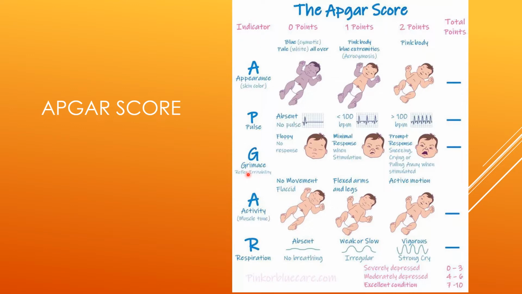Then grimace. If there is no response whatever we are doing over the baby, suppose we tap or flick the soles and there is no response, then 0 points. When we insert a suction tube, only then the baby reacts, and after that the baby is quiet. During that time you give 1 point. Then when the baby is very active, sneezing, coughing and all, that is good.